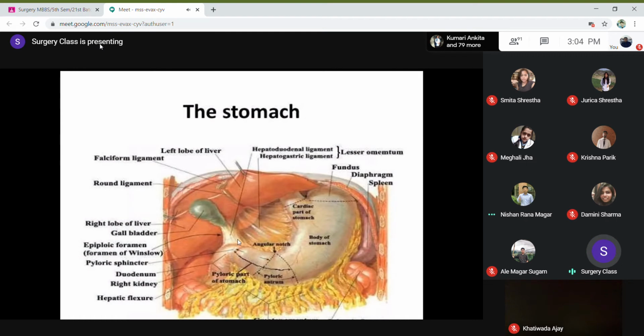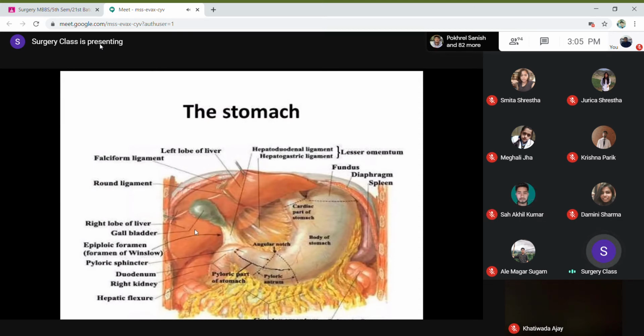If you see here, you can see a space behind this, and you can see the stomach: the cardiac end, the fundus, the body, the antrum, and the pylorus. You can see the pyloric sphincter here, and then the first part of the duodenum. So the hepatoduodenal and hepatogastric ligament. You can see the foramen, which is just behind the hepatoduodenal ligament and portal triad. So it will go behind that and get connected to the lesser omentum, the lesser sac.